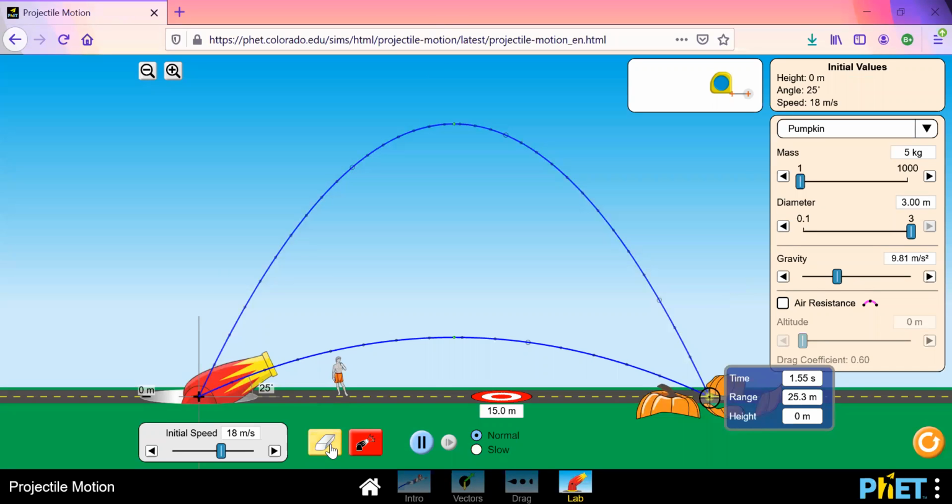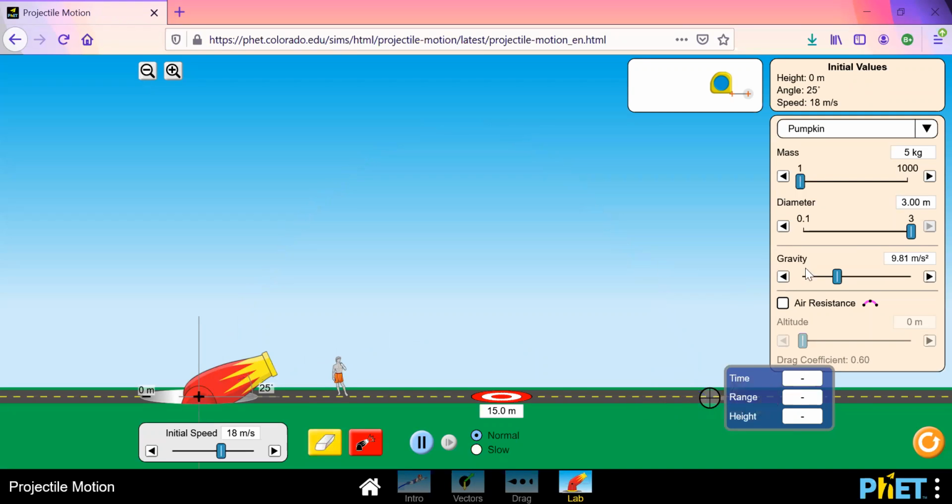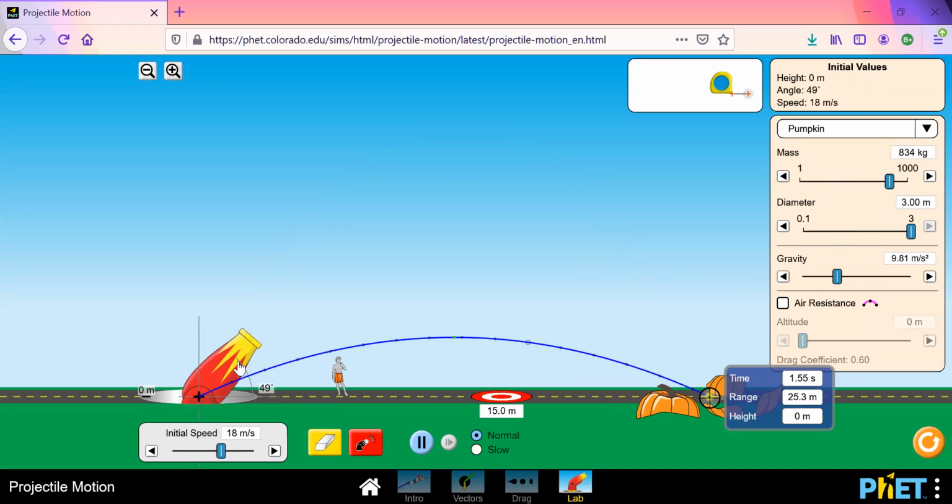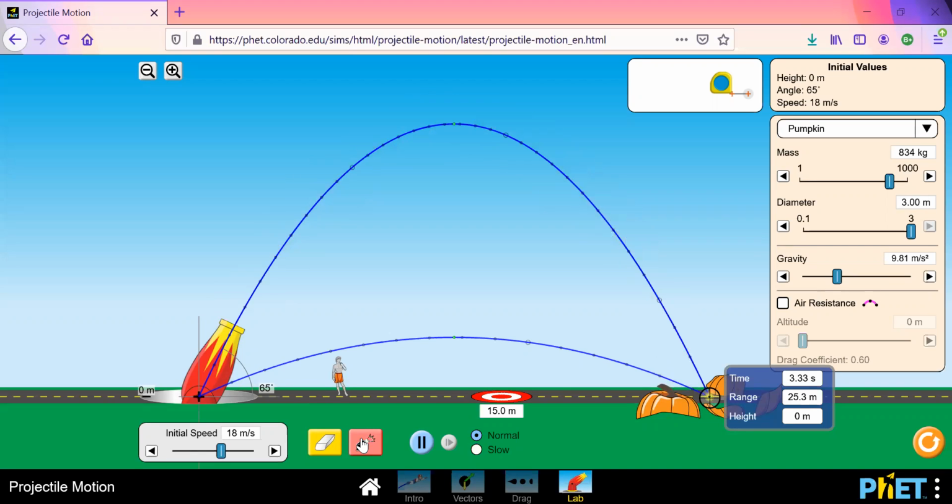But before I do that, notice something. I can play around with this. Play around with the diameter. What if I change the mass? I just go from 1 kilogram to whatever, 834. Nothing changes. Seemingly 25.3, and let's go to 65. Same deal. And we're going to see why the mass doesn't matter.